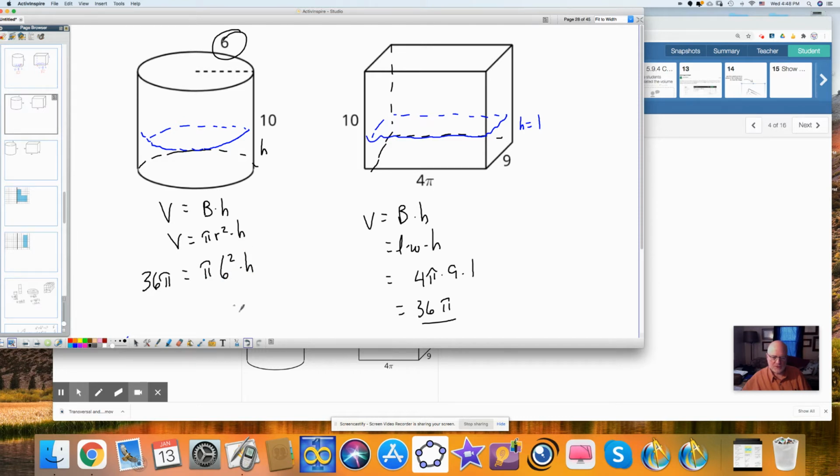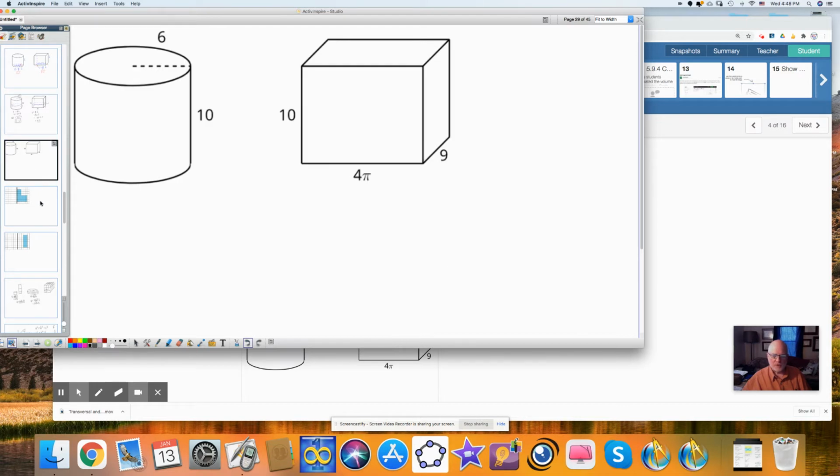Well, this is 36 pi. My height has to equal 1. What if I did it with 3 inches? Well, how would you find it with 3 inches? What if it was 9 inches? What if it was 4.5 inches of water that we're dumping into the other?